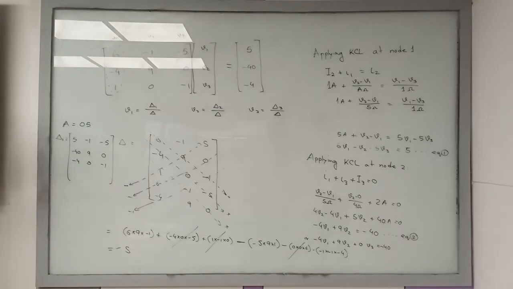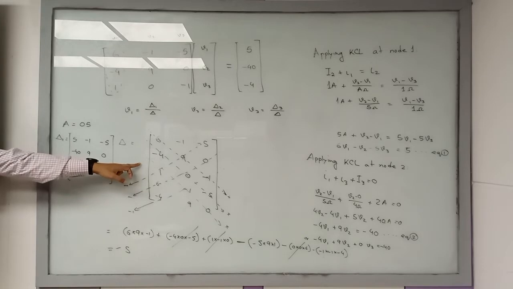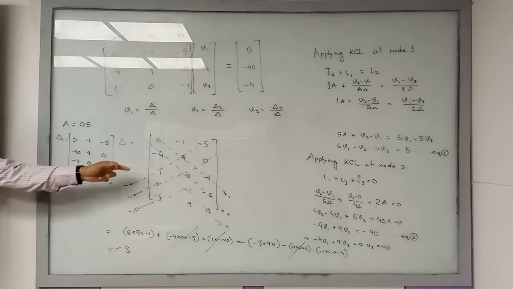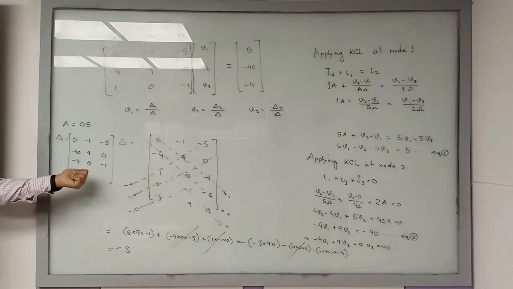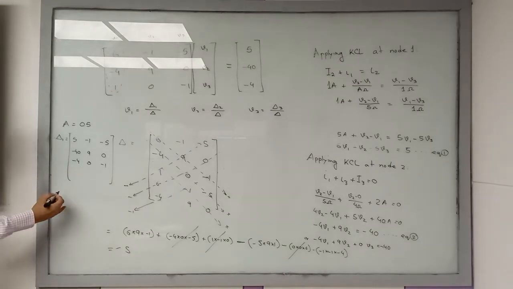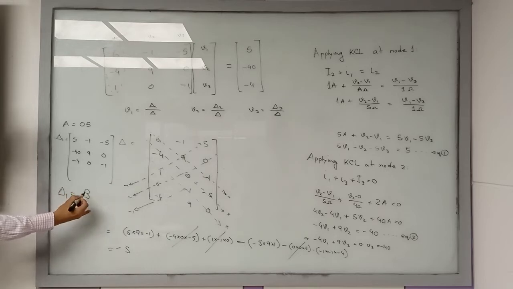Minus 5. Okay. So you have to solve this in the similar fashion. In the similar manner, you have to solve this del 1 as well. So when you solve this, you will get del 1. You will get del 1 is equal to some constant B, let me say.